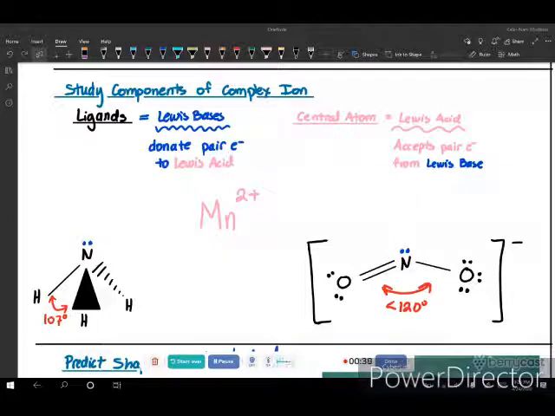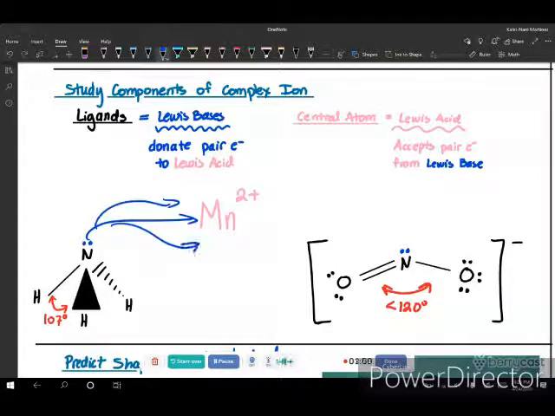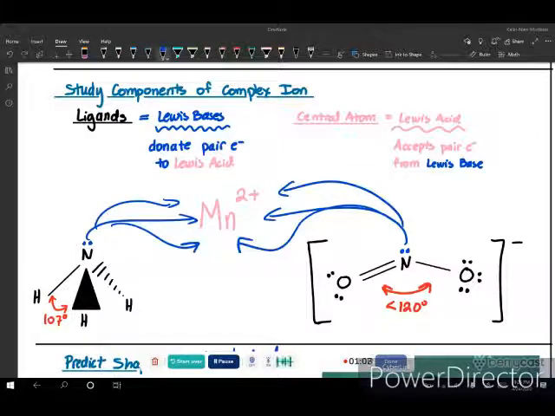We need to study the ligands of this complex ion. Ligands are Lewis bases, which donate pairs of electrons to a Lewis acid. The Lewis acid in this case is the central atom, manganese. Both the ammonia and the nitrite have a lone pair of electrons to donate to the manganese. It is also important to note that it is the nitrogen, in my specific case, that will be binding to the manganese, because both of these ligands are monodentate, so only one atom at a time will be binding to manganese.